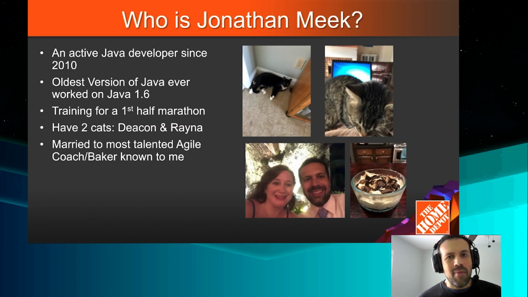A little bit about myself. My name is Jonathan Meek. I'm currently a software engineer at the Home Depot. I've been an active Java developer since 2010. The oldest version of Java I've ever worked on was actually 1.6.